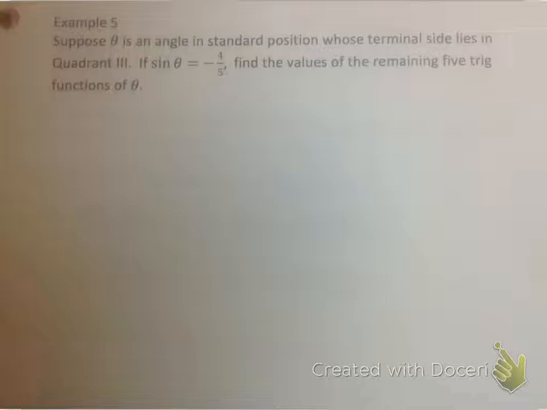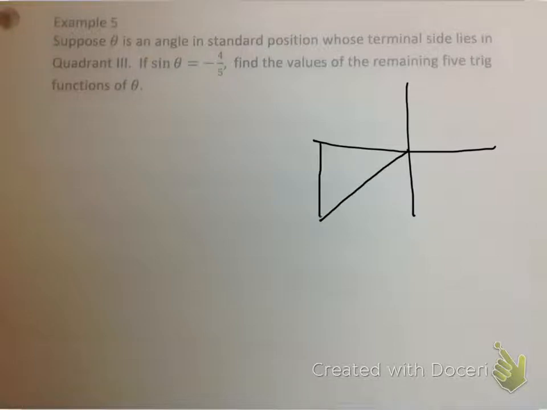Okay, well, I'm going to draw a picture of this. And it's in the third quadrant. They tell me it's in the third quadrant. So the third quadrant is here. So my right angle is going to be there. This will be theta, and notice it's in the third quadrant. If sine of theta is opposite over hypotenuse, then 4 is going to be opposite, and 5 is going to be hypotenuse.